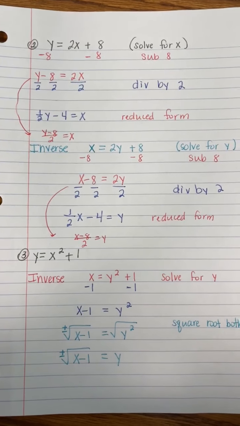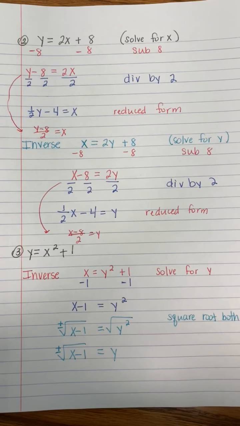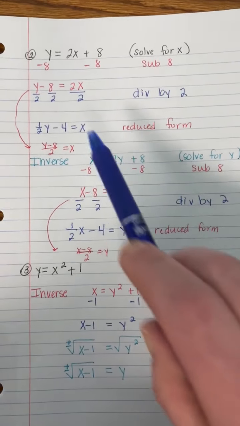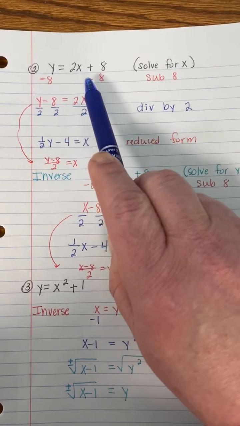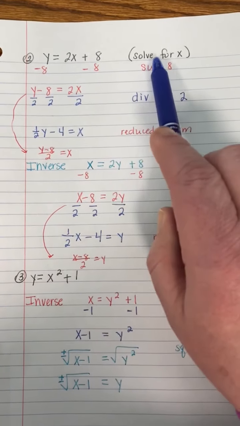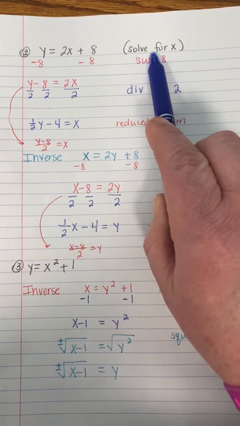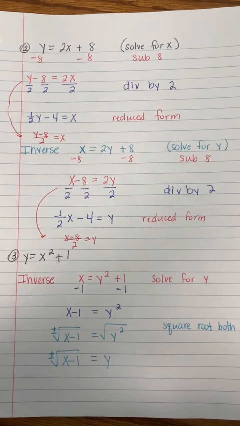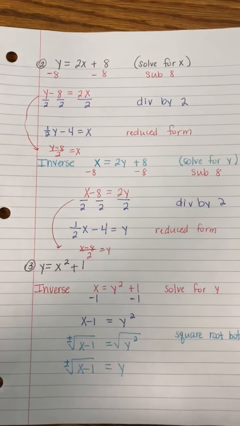And overall, I picked pretty easy examples to go over. 1 and 2 especially are pretty easy. So number 2, here's my original, y equals 2x plus 8. So again, the y is already by itself, so even if I didn't tell you right here you had to solve for x, that's the only way you can go, okay?